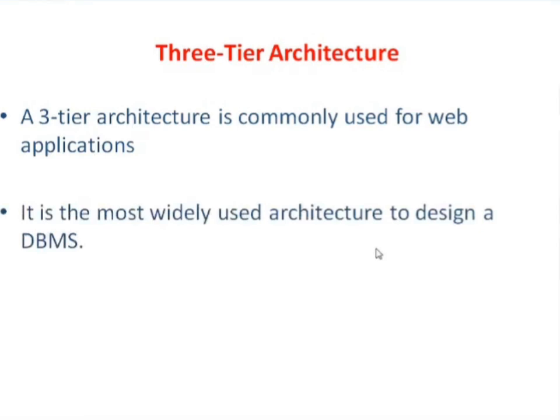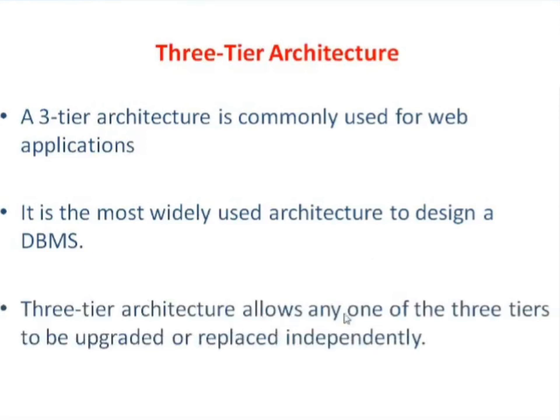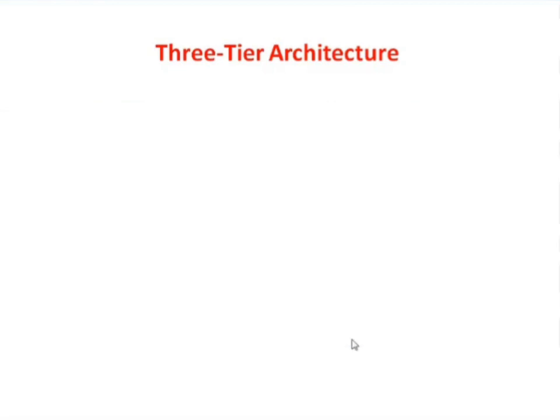So in the usage of web applications, we find the importance of three-tier architecture, and it is the most widely used architecture to design the database management system, which allows any one of the three tiers to be upgraded or replaced independently. As I said, it is not dependent on each other. You can upgrade any level without harming the other level. So you can update the database tier, you can update the presentation tier or middle tier, whatever.